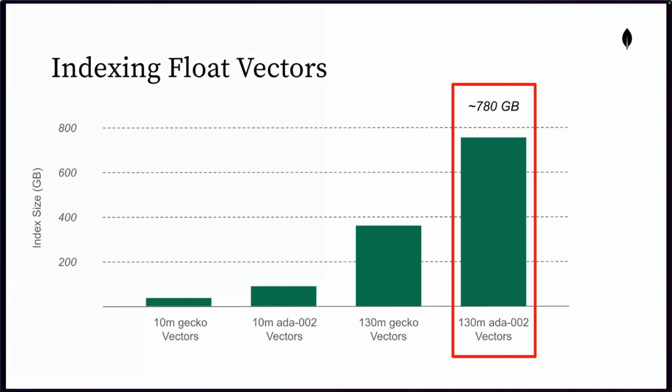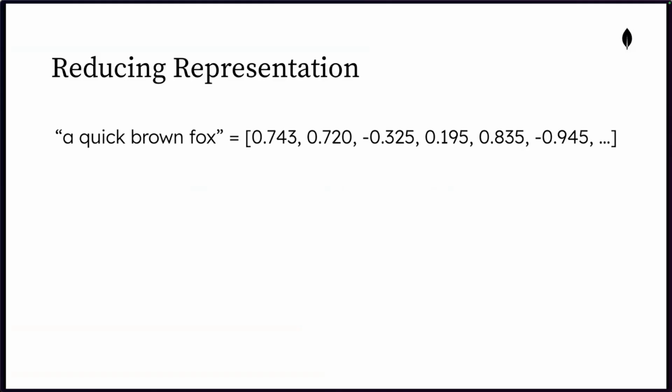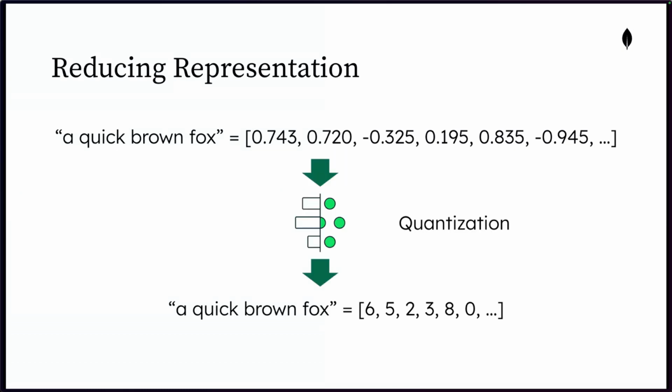So you have to optimize for these things. So how does quantization work? What does it do? How does it actually work? So we have a quick brown fox here. In our array, we have these 32-bit floating point numbers, right? So basically, quantization just converts it from floating point to integer.